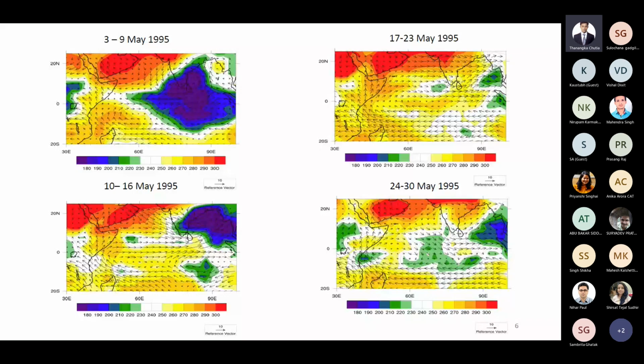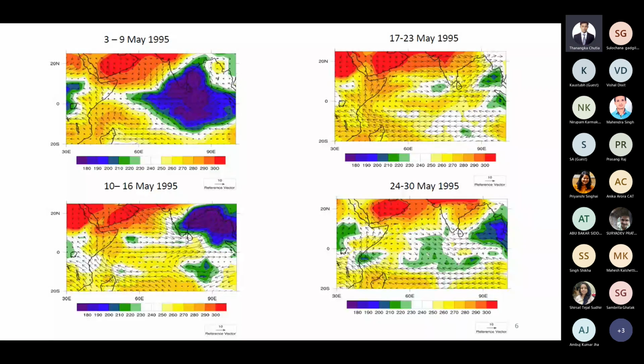But when you come to 17 to 23 May, everything changes. You don't see any strong westerlies here. And over India, OLR is about 260, so there is not much rainfall happening over the Indian subcontinent. And between 24th and 30th May, you could clearly see the westerlies are almost absent.